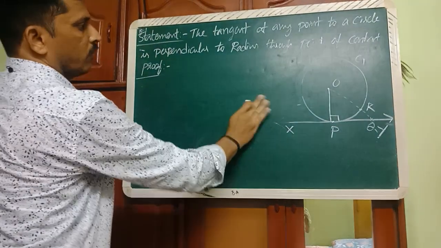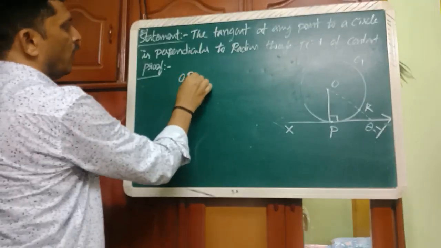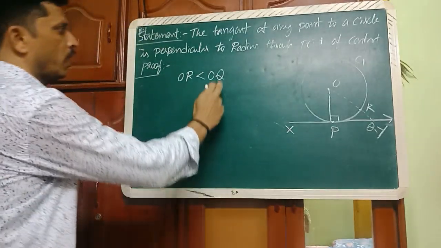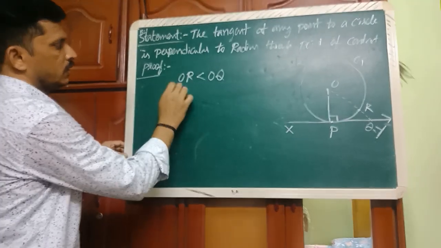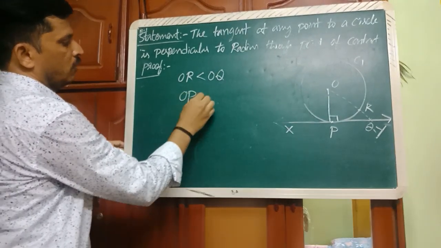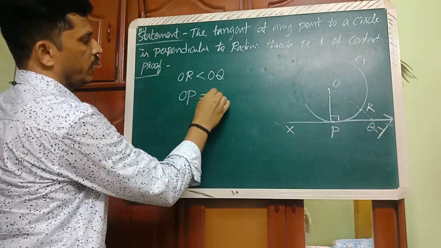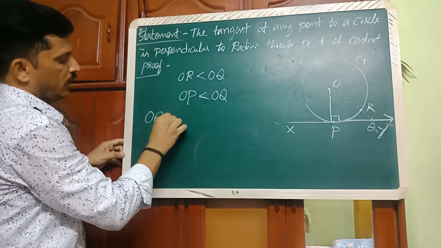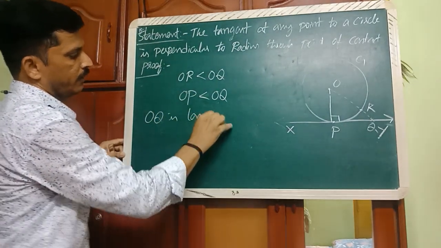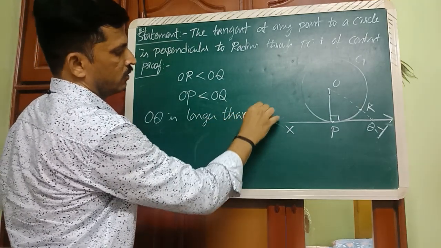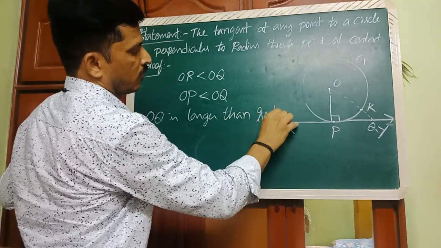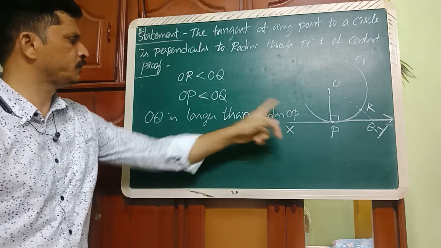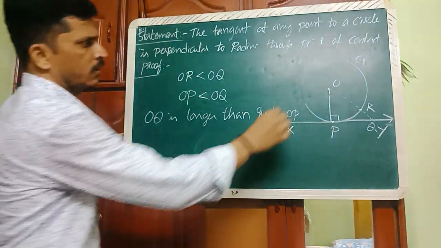You clearly observe in the diagram, OR is less than OQ. In place of OR I will write OP, because OR and OP are both radii. So OP is less than OQ. You see that OQ is longer than the radius OP.